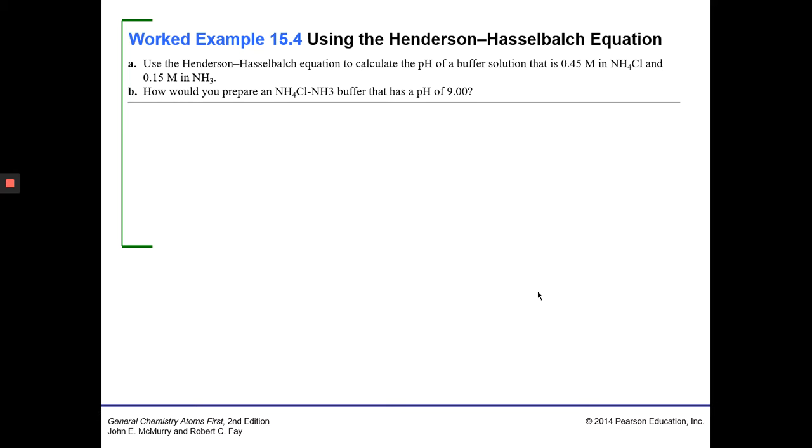In this example, we'll be using the Henderson-Hasselbalch equation, also called the buffer equation. And let's calculate the pH of a buffer solution that is 0.45 molar in ammonium, NH4 plus, chloride, and 0.15 molar in ammonia. So how would you prepare an ammonia buffer that has a pH of 9?